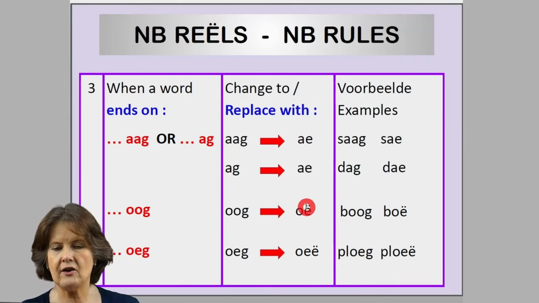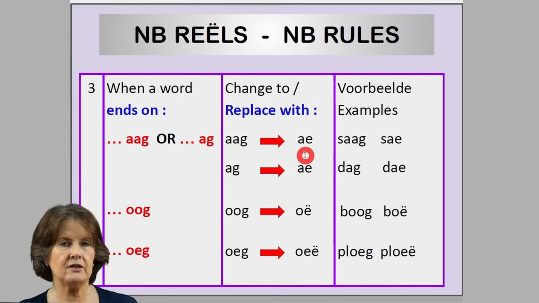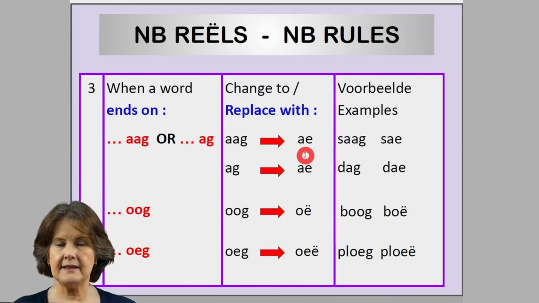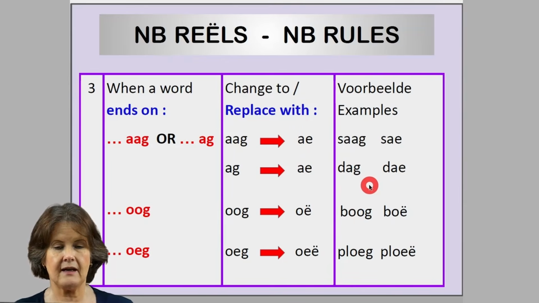No dots. Those dots are called deeltekens. So when an A and an E are together, you never use deeltekens or dots. So I've given you the examples here. You can see for yourself there.